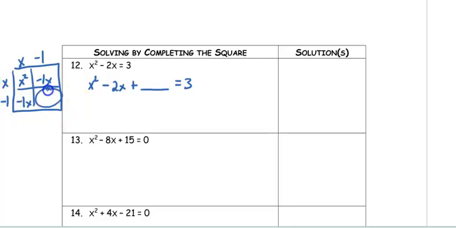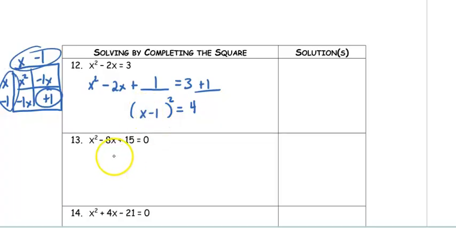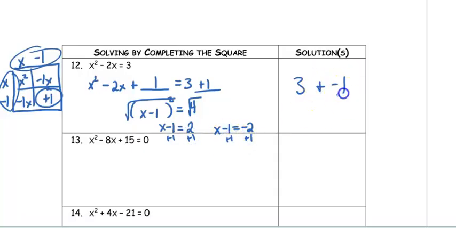So to find the number that completes the square, we take negative 1 times negative 1. We get positive 1. So that's the number that completes the square, and you have to put it on both sides so it stays balanced. So on the right side, this is 4. On the left side, this factors to x minus 1 times x minus 1, which is x minus 1 squared. So from there, you can finish solving using square roots, which we just reviewed. So we get x minus 1 equals, the square root of 4 is 2, and x minus 1 equals negative 2. So you add the 1 over and you get 3, and then you add the 1 over on this one, and you get negative 1.